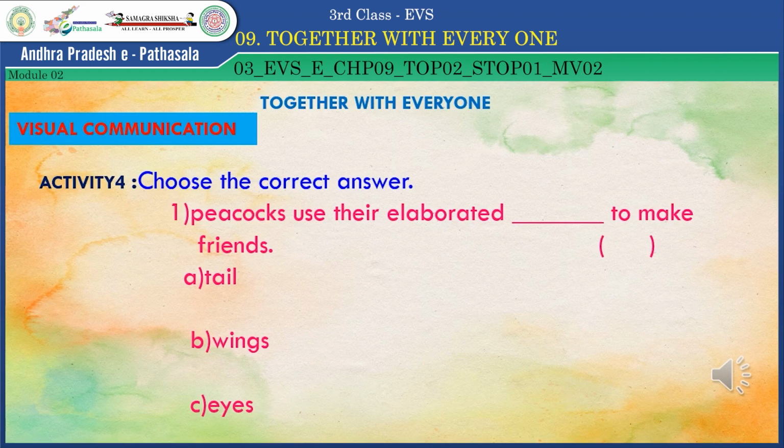Children, choose the correct answer. Peacocks use their elaborate dash to make friends. Option A is tail. Option B is wings. Option C is eyes. Which is the right answer? Nice, children. Good answer. B is the right answer. Let's move to auditory communication.